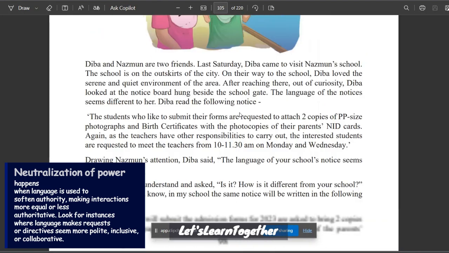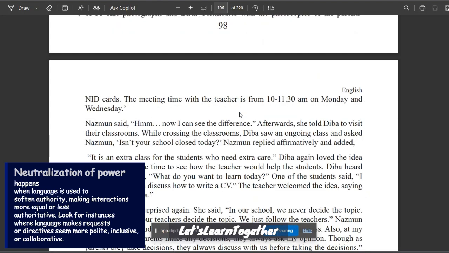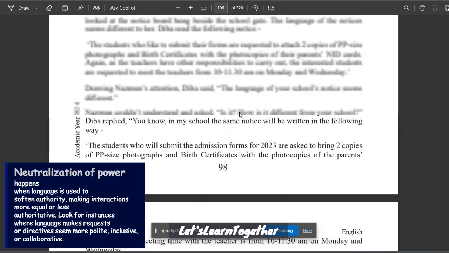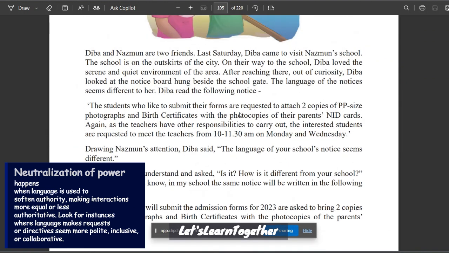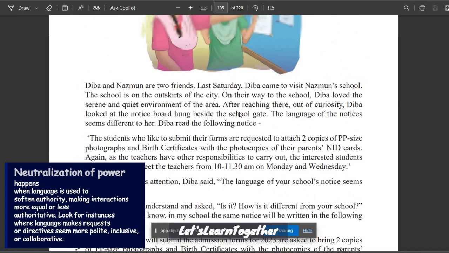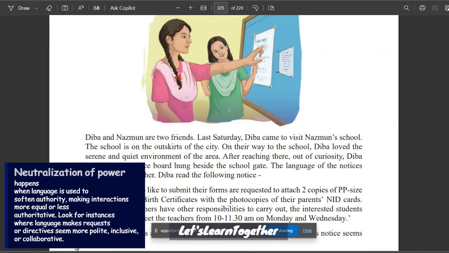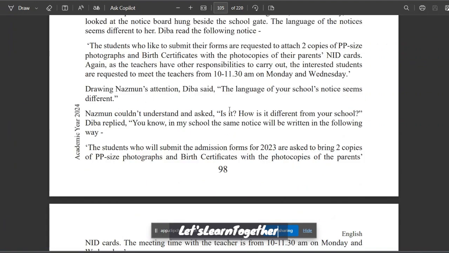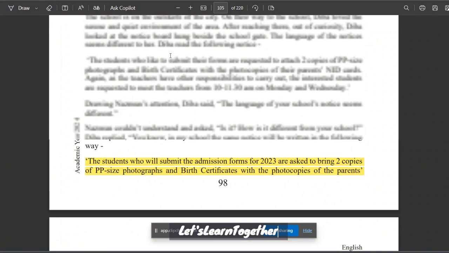So in this text, we have to find out how instrumental power has been neutralized. There are a few sentences we can find in this text as examples, which are giving commands. However, the commands have been given in such a way that it sounds polite and gives the necessary commands at the same time.